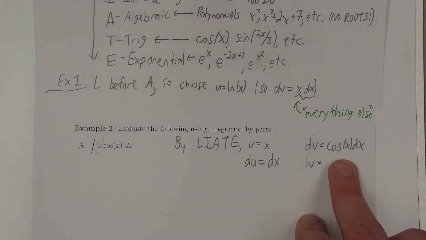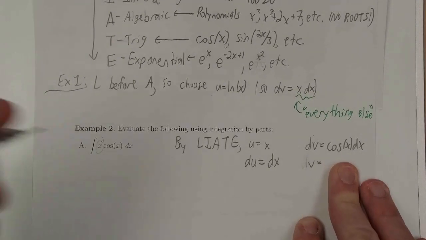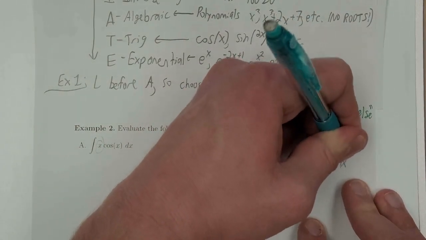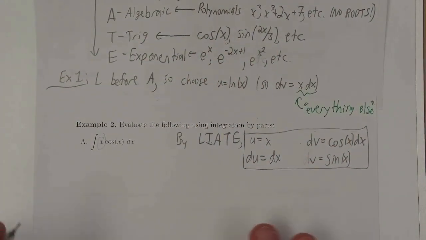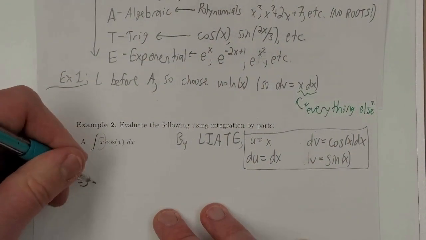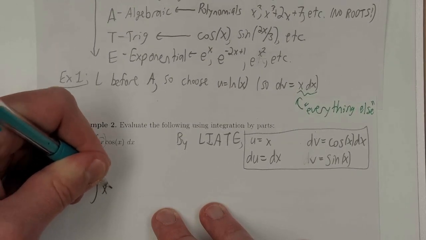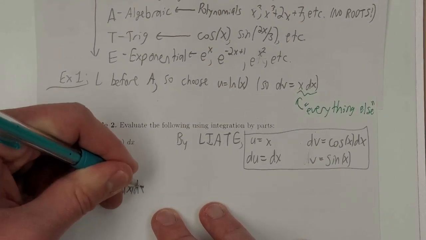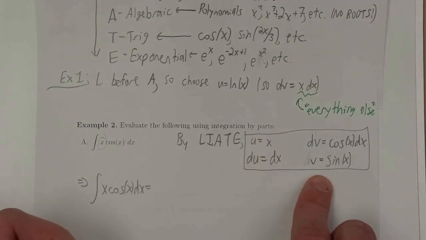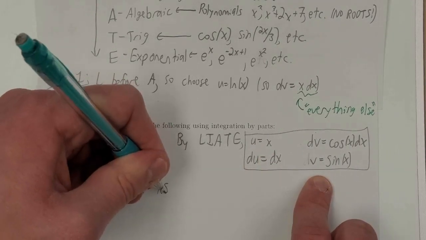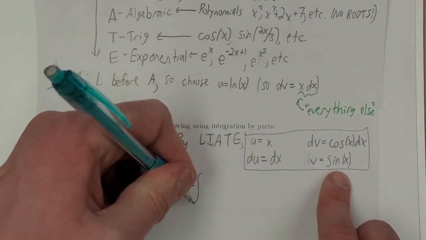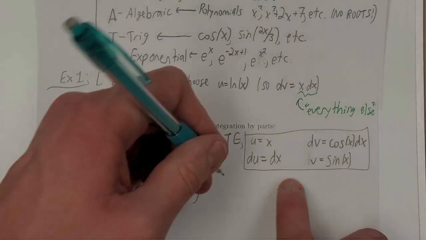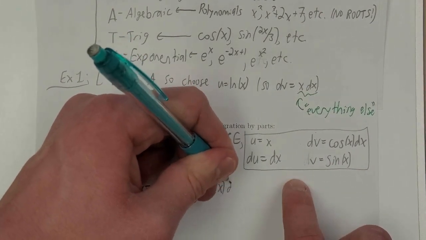Here we just have to take the antiderivative of cosine of x dx. It's just sine of x. Good. All right. So that implies that our integration by parts formula gives us the following. x times cosine of x dx equals u times v, so x times sine of x, minus the integral of v times du, so sine of x dx.